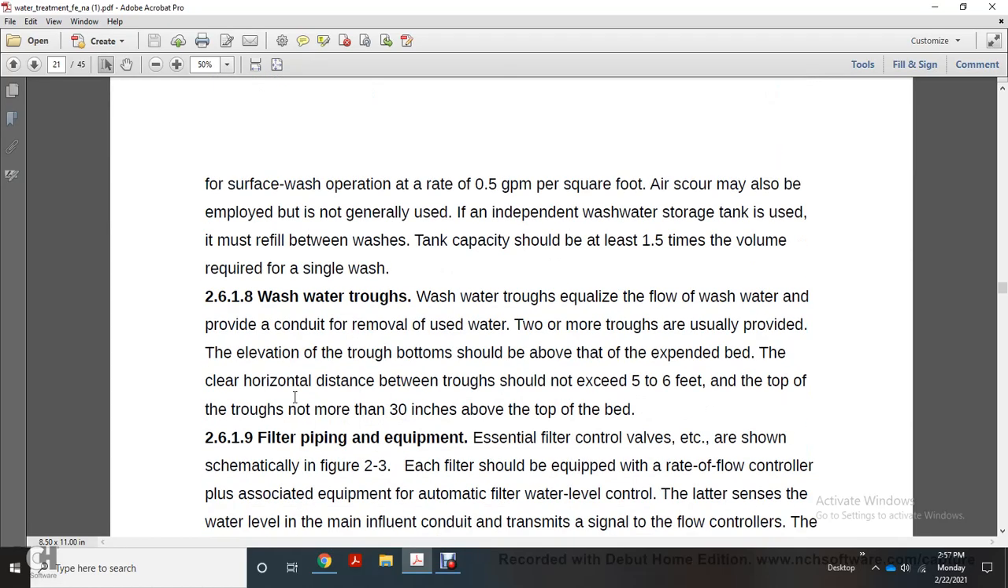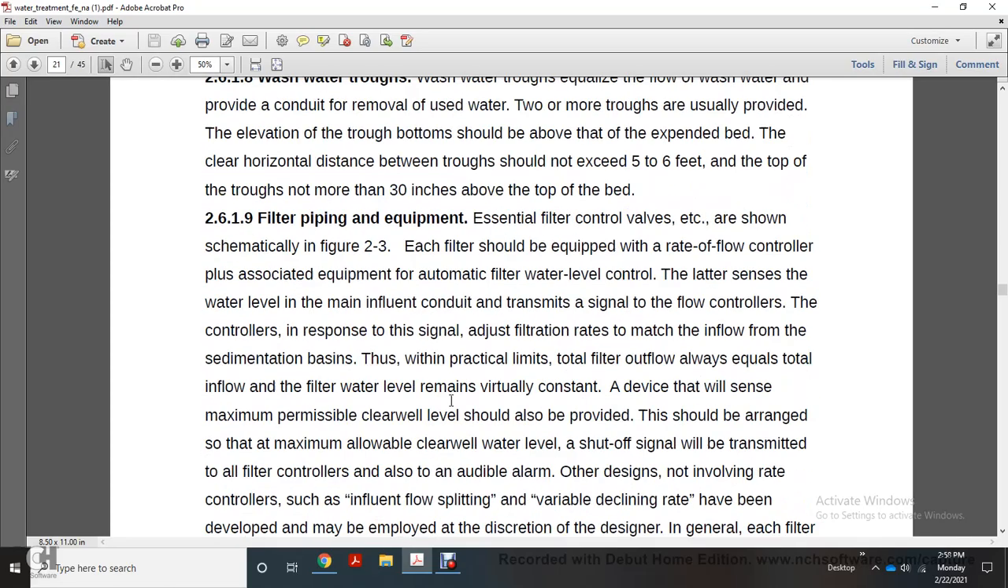Wash water troughs equalize the flow of the wash water to provide continuity in removal of the used water. Two or more troughs are usually provided, but the elevation of the trough bottom should be above the expanded bed. The clear horizontal distance between the troughs should not exceed 5 or 6 feet, with the top of the troughs not more than 30 inches above the top of the bed.